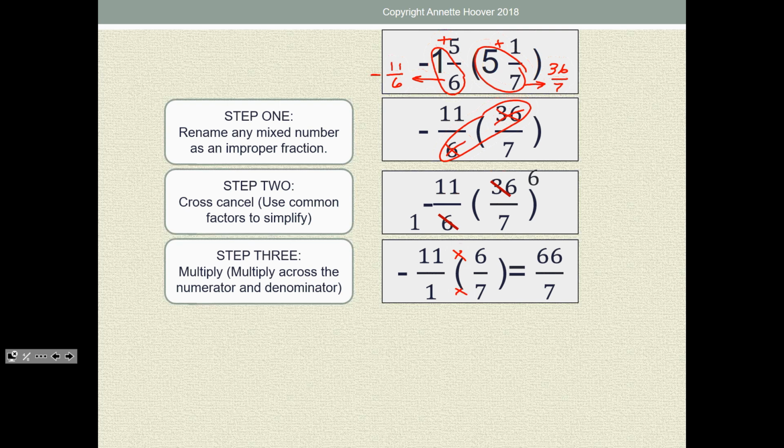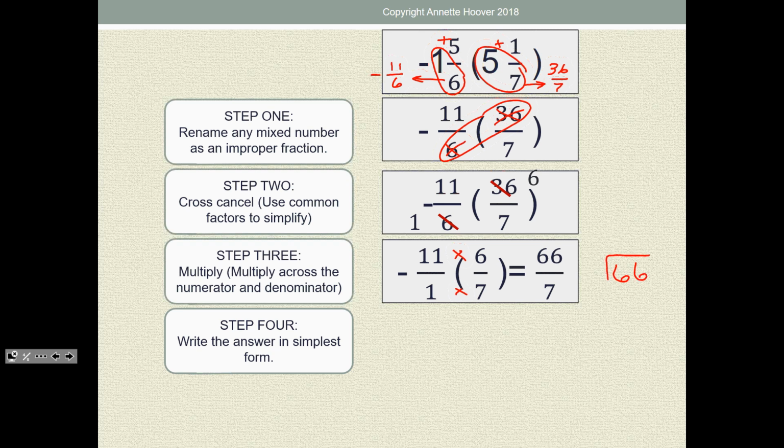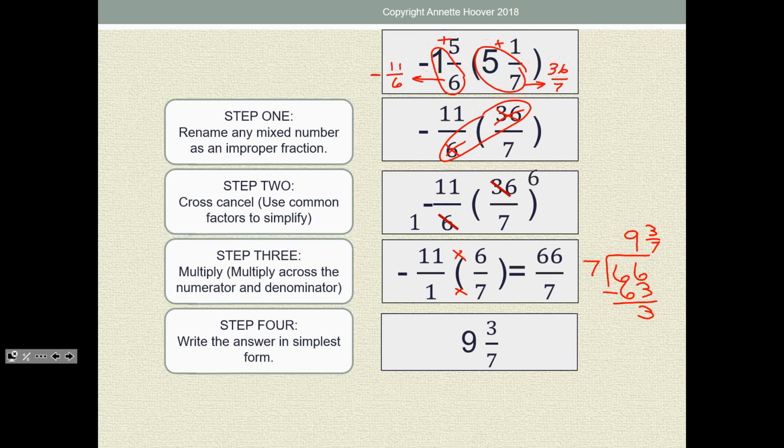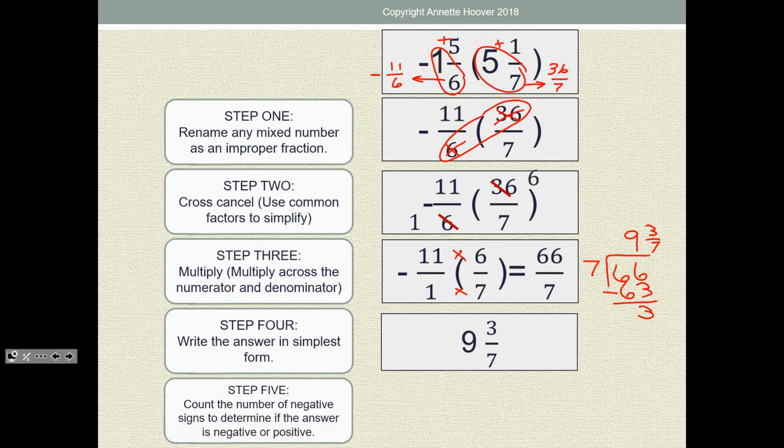Now we are ready to simplify it. 66 divided by 7, we can get 9 groups. 9 times 7 is 63. We subtract, we get 3, so we know it's 3/7 as our leftovers fraction. We go back to count our negatives. There was one negative, so our final answer is going to be a negative 9 3/7.